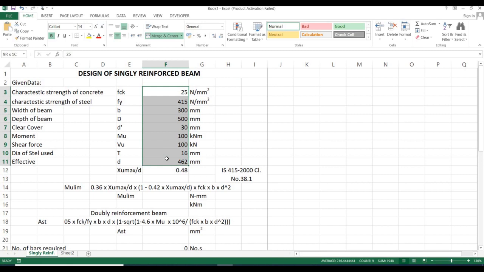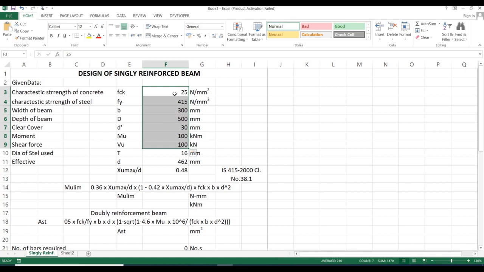For these given data I am going to design the singly reinforced beam. I think you all know the difference between a singly reinforced beam and a doubly reinforced beam, right? So we are going to design as per IS 456:2000. So what are the given data here?